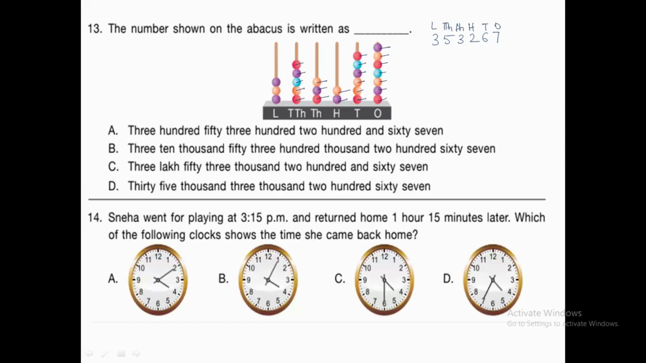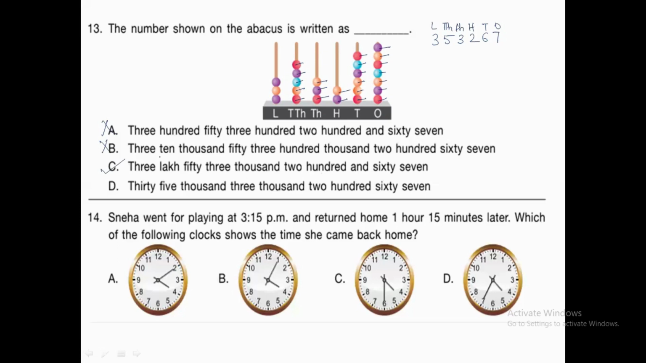So option A, 353,100,267, is absolutely incorrect. Now let's move to option B, which is 3 10,000, 50 300,000, 267. This is not a correct way to write the number, so option B is a wrong one. Now, 3 lakh 53,267. Yes, our number is this only. So that's how option C is the correct answer.